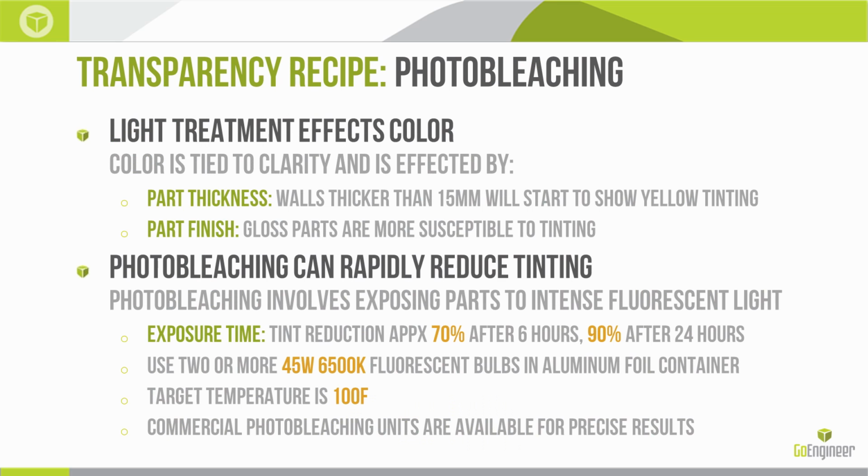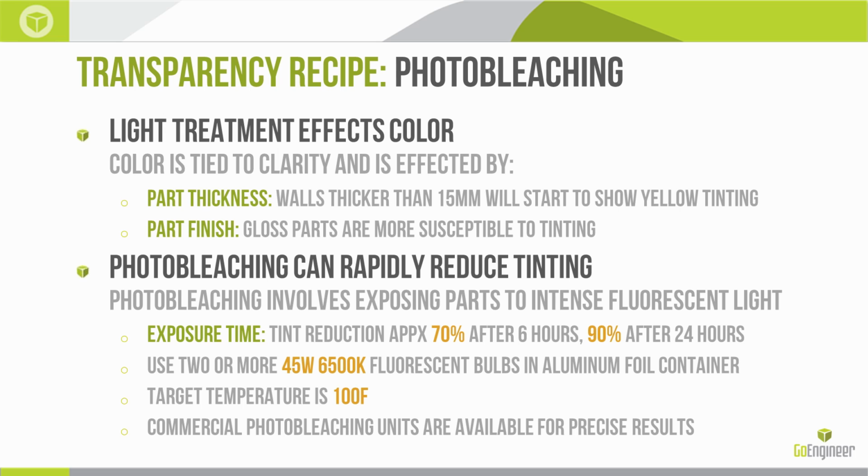All right, the next step here is going to be one of the unique steps to PolyJet. Some of these other things that we're going to talk about are just basic surface prep things that you might already know about, things like sanding and buffing. But this is something you might not know about because it's unique to the Stratasys PolyJet technology, and that's photo bleaching. It's really a light treatment.